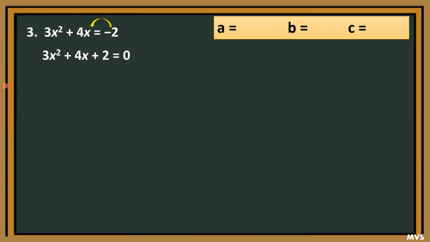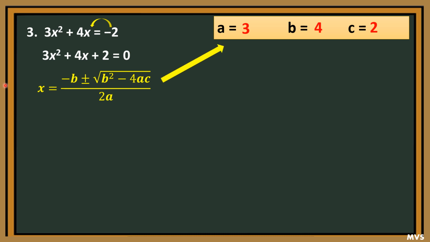So what is the value of A? Positive 3. What is the value of B? Positive 4. And the value of C is positive 2. Then this time, we're going to use the quadratic formula by substituting the value for A, B, and C.